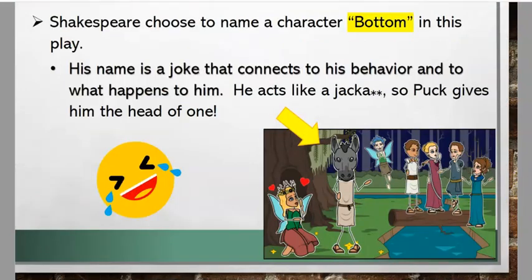So Shakespeare chose to name a character Bottom in this play. That's just funny in itself. But his name is a joke that connects to his behavior and to what happens to him. He acts like a jackass, so Puck gives him the head of one. He acts like a donkey, and so Shakespeare gives him the head of one.